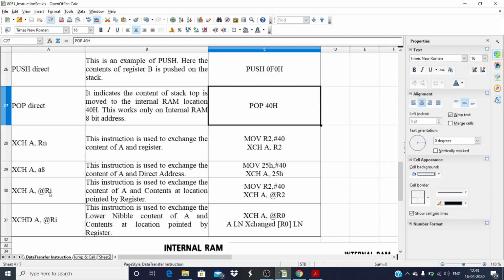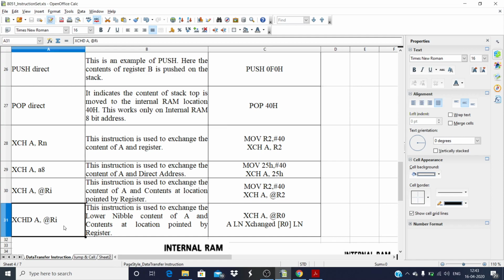Next instruction, XCH A, @Ri. This instruction is used to exchange the contents of the memory location pointed to by the register with the accumulator. For example, if R2 has value 40, then XCH A, @R2 will exchange both of these values from A to R2 and R2 to A. Next instruction, XCHD A, @Ri. This instruction is a little bit different. This is XCHD. It will exchange only the lower nibble. Remember, this instruction is used to exchange the lower nibble of A and the lower nibble of the location pointed to by the register.